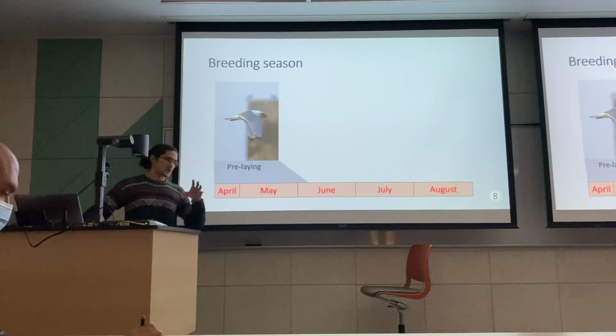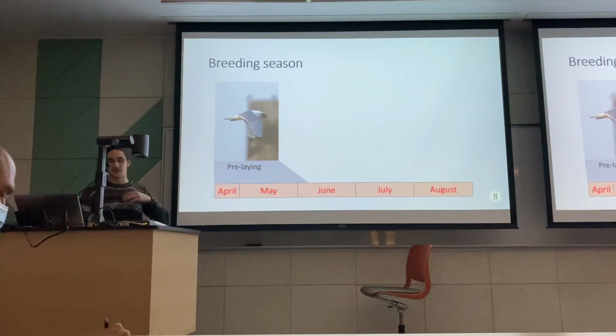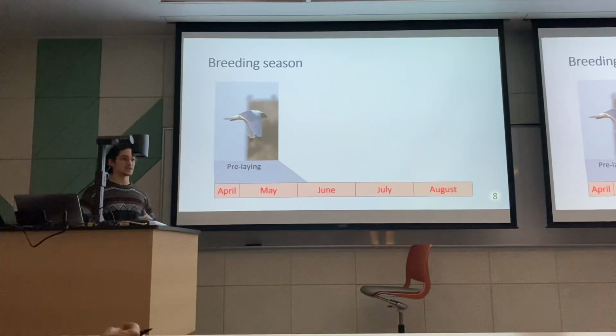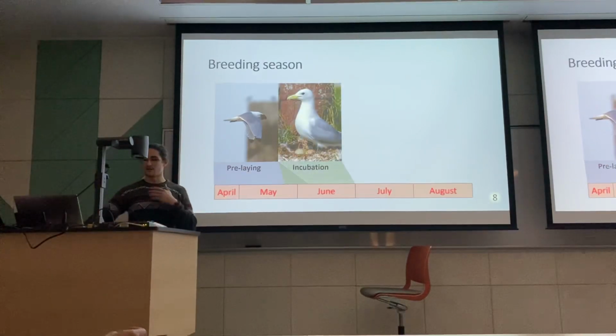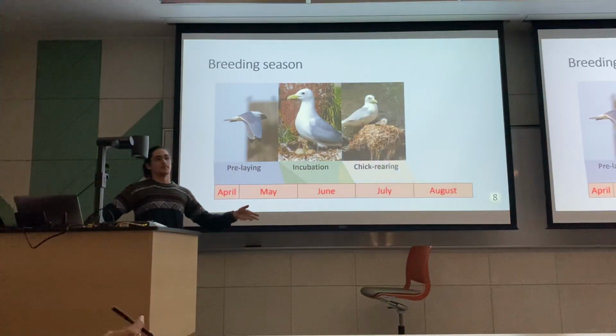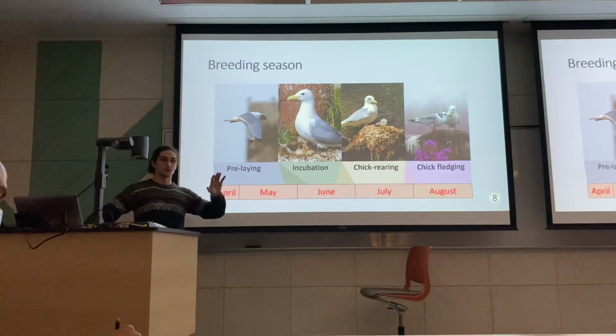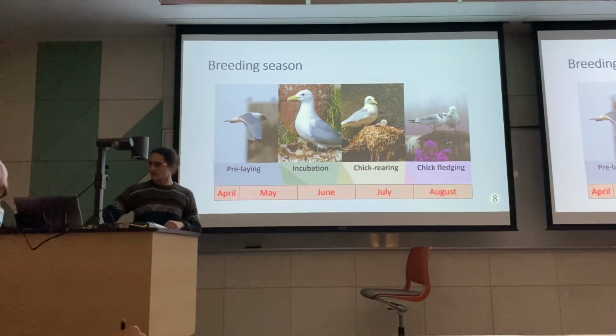Now their breeding season starts in April and spans May, for the pre-laying part of the breeding season, where they build their nest out of plants and mud. Then they incubate around June, and then chicks hatch in July, and the fledging occurs throughout the month of August.